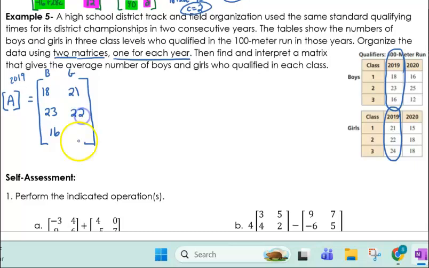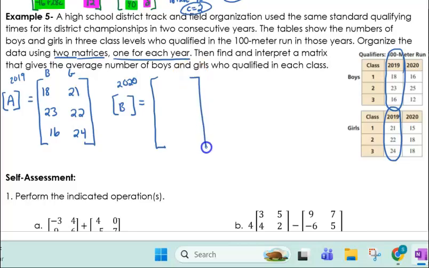It doesn't matter which you do, but here's the thing. Once you've set that order, when you go to the 2020 matrix, if I did boys first, I need to still do boys first. I can't switch all of a sudden. So because I set that order for the 2020 matrix, I have to do the boys first, which is 16, 25, 12. And then on the girls, it's 15, 18, 18. So there's your two matrices.